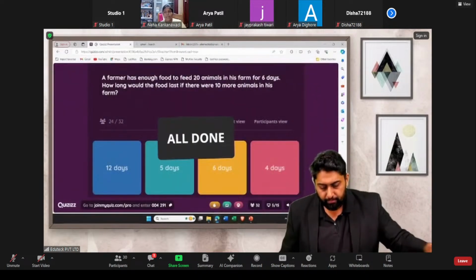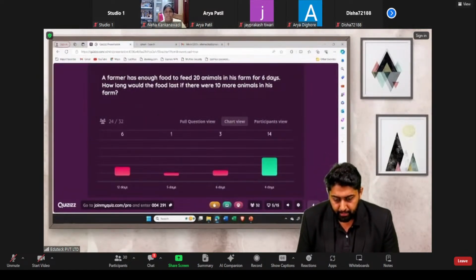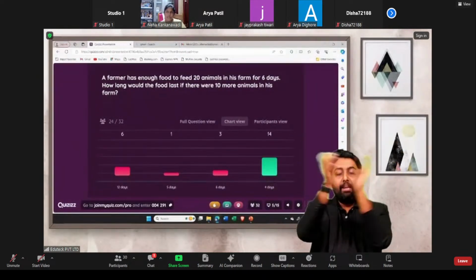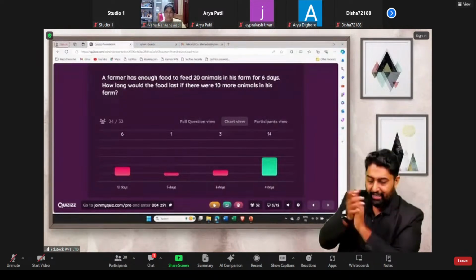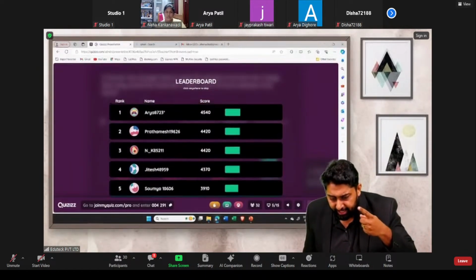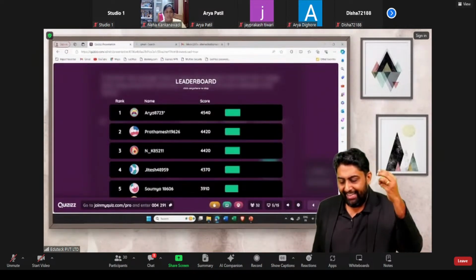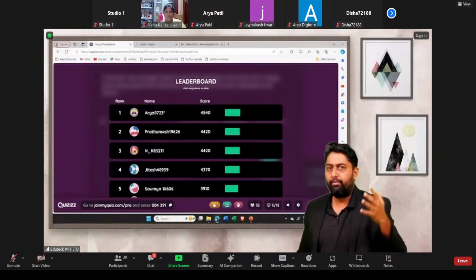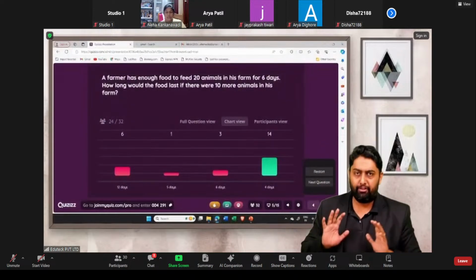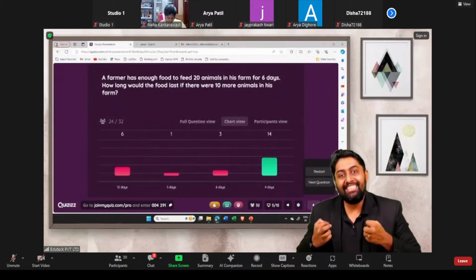Here you go. And with that, let's check whether we are getting the correct answer. Wow, 14 people have given the correct answer. Well done, guys. With that, let's see if there is a change in the leaderboard. No change. Arya first, Prathamesh second, Neha third, Jitesh fourth, and Soumya fifth. These are the top 5 as of now.